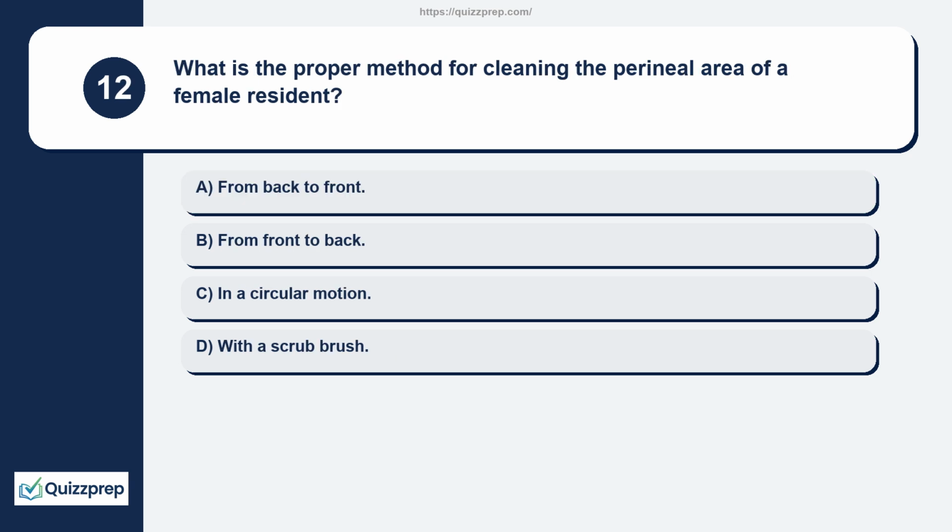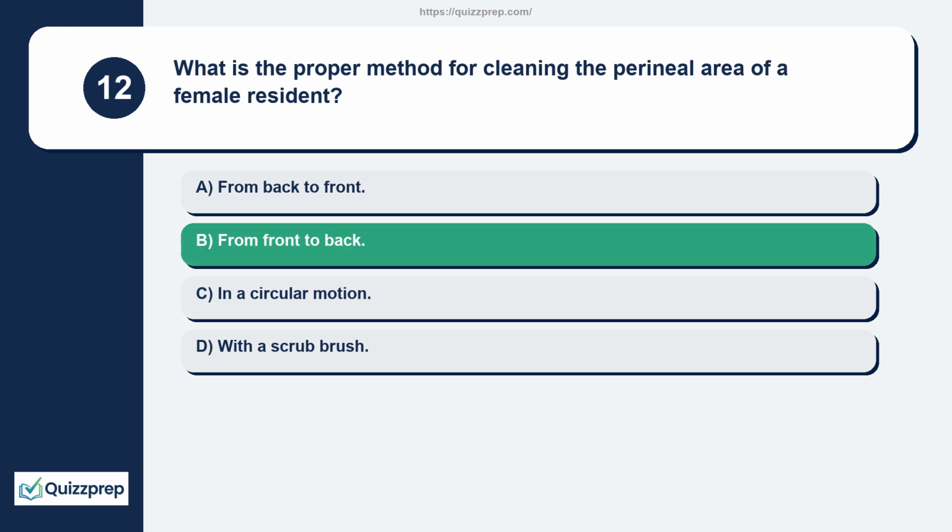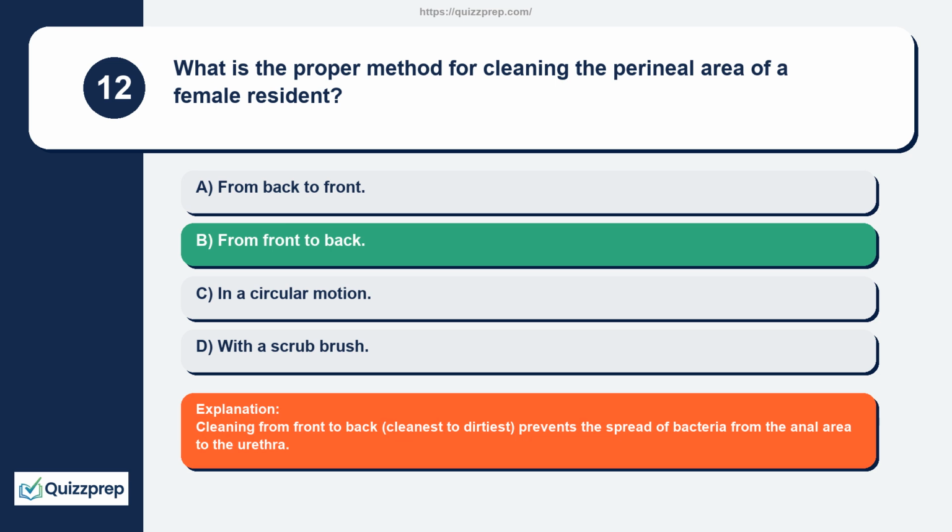Question 12. What is the proper method for cleaning the perineal area of a female resident? From back to front, from front to back, in a circular motion, with a scrub brush. Cleaning from front to back, cleanest to dirtiest, prevents the spread of bacteria from the anal area to the urethra.